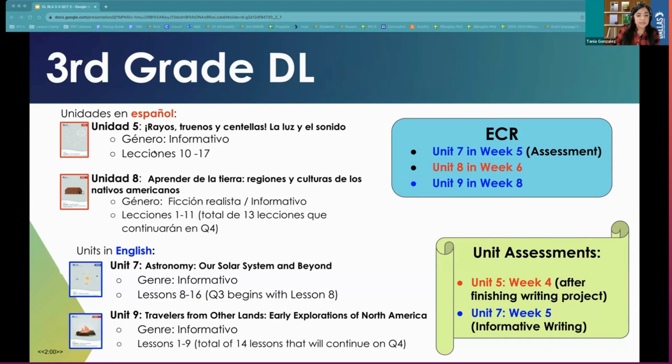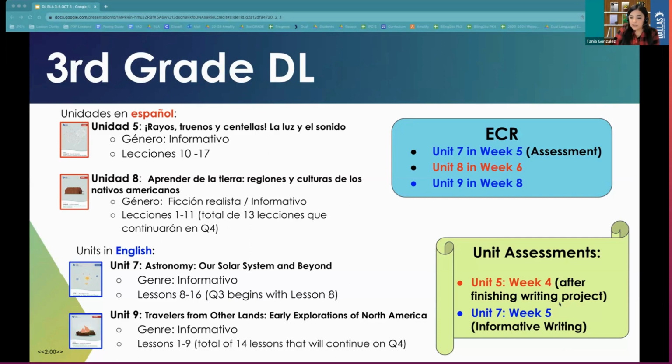So what we will do is begin the writing project, which is from lesson 14 to lesson 17. And then after you finish the writing project in lesson 17, you can do the assessment for Unit 5. Okay, that's a little bit different than what Amplify suggests.